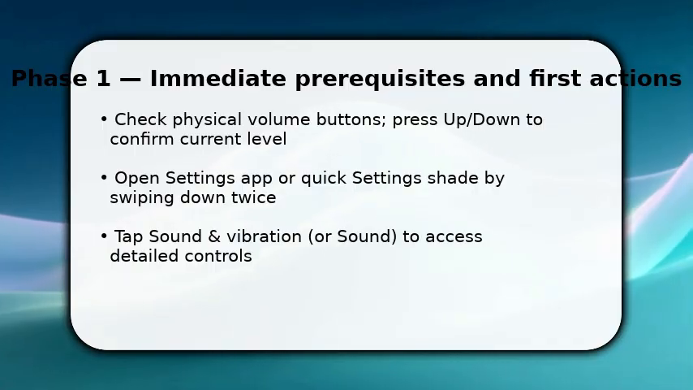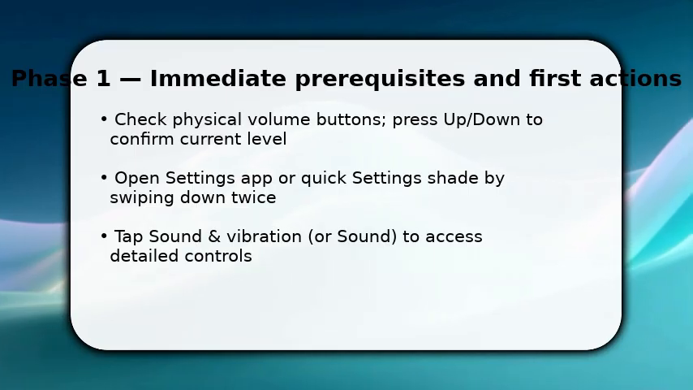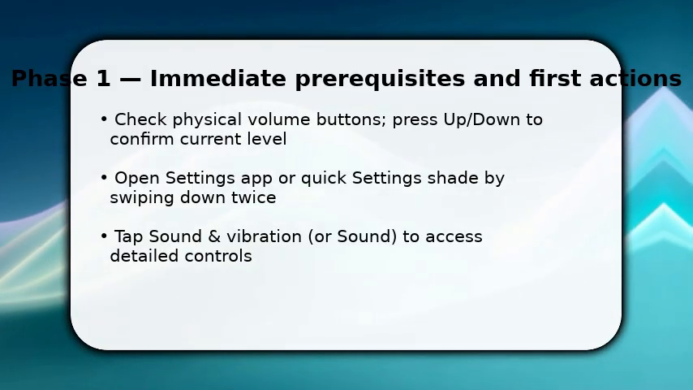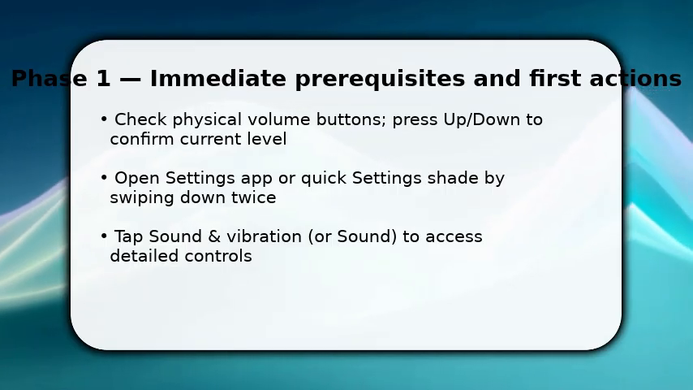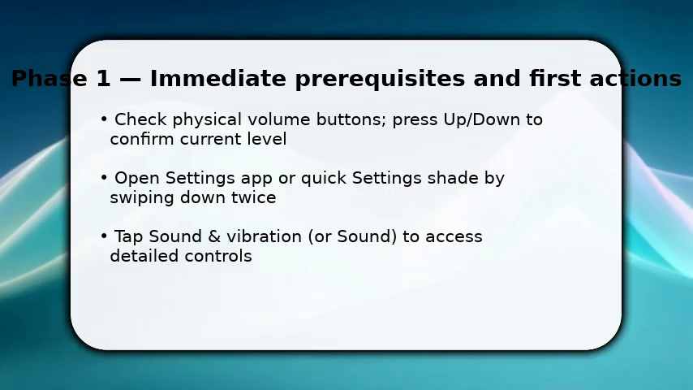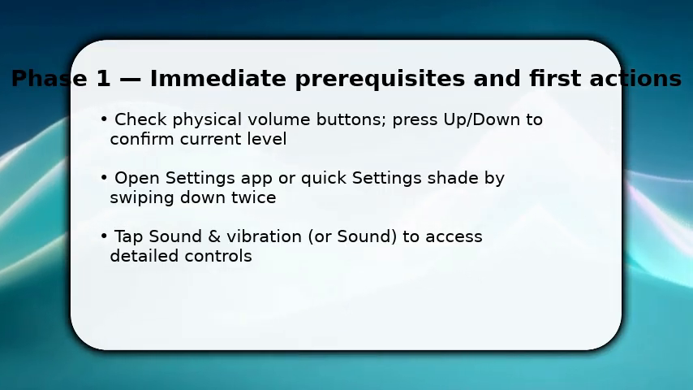You start by confirming basics. Press the physical volume up, feel the click, and note the on-screen indicator. Once done, swipe down twice from the top edge to reveal quick settings, then tap the gear icon or open settings directly. Make sure to tap sound and vibration.